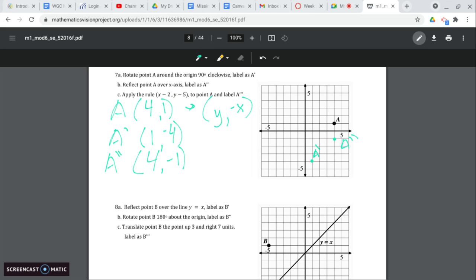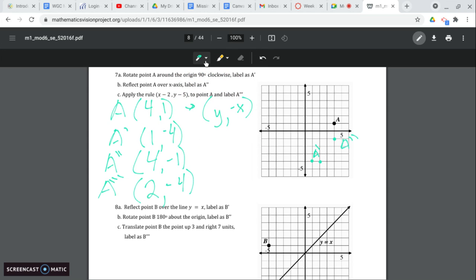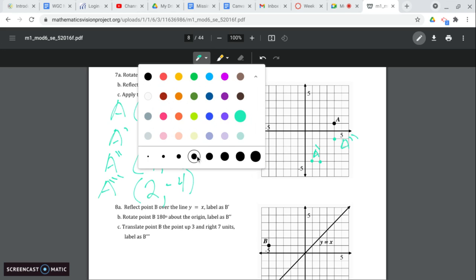And then last but not least, apply the rule x minus 2, y minus 5 to the point A and label it A triple prime. So that means we're taking our x value and subtracting 2. So 4 minus 2 is 2, and y minus 5, so 1 minus 5 is -4. So now we take and plot this. So we come over to 2, and we go down to -4. So that point right there is our A triple prime.